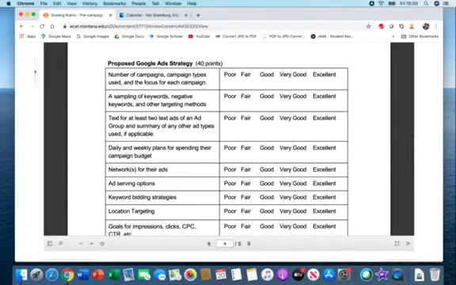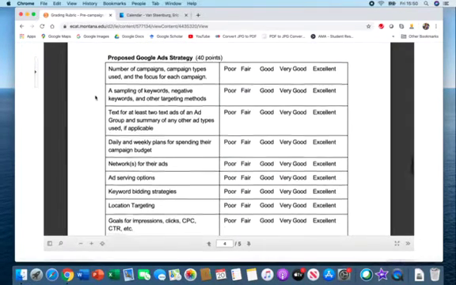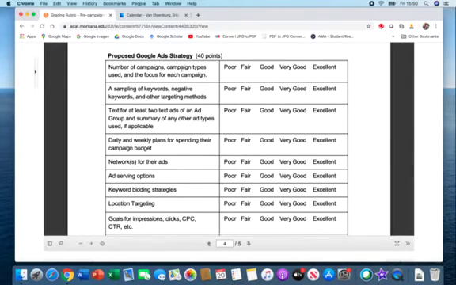This is 40 points. This is really, really important. This is your proposed Google Ad strategy. Look, I fixed that one. Woo! So you need to identify how many campaigns you're going to do, what type of campaigns you're going to do, and the focus for each campaign.